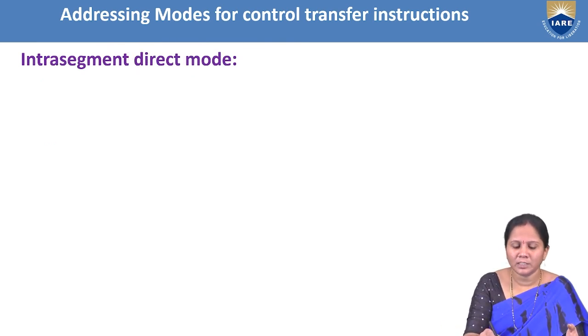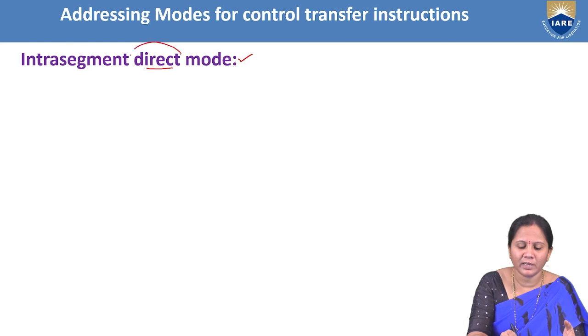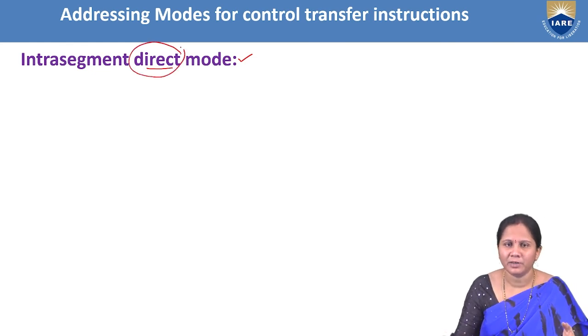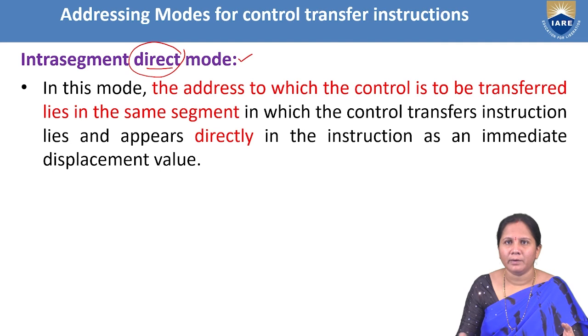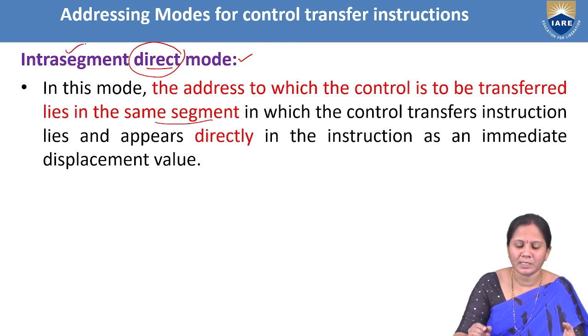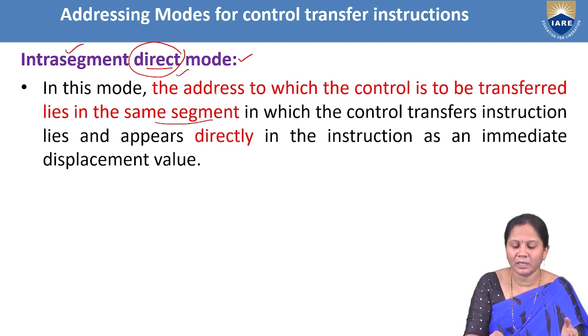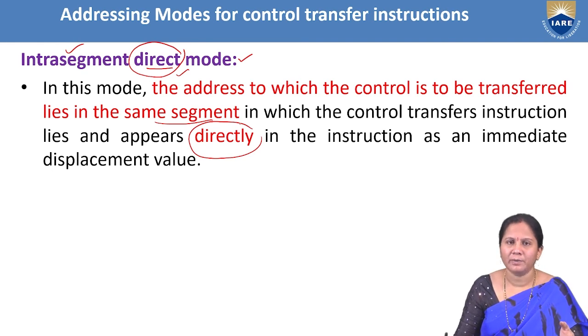Now, the next addressing mode is intrasegment direct. Intrasegment means within the segment. Here the control will be transferring within the segment, and that segment address will be specified directly as a part of an instruction. The address to which the control is to be transferred will be lying in the same segment, and that is what intrasegment represents. In this direct addressing mode, that particular intrasegment address will be specified directly as a part of an instruction.